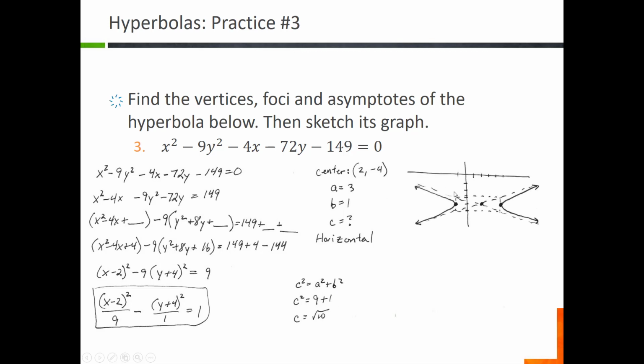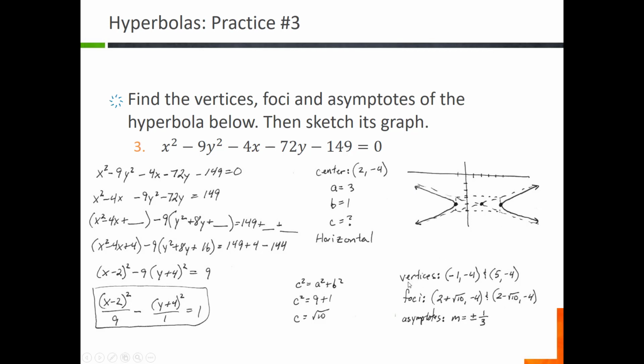And then if we plot our graph, we know our center is 2 units to the right and 4 units down. We know it's 3 units to the right, 3 units to the left. It's 1 unit up, 1 unit down. So that gives us our box. We draw our diagonal asymptotes, and then our vertices. Since this is horizontal, the vertices are on the left and the right side. We draw our curves, and that's our graph.